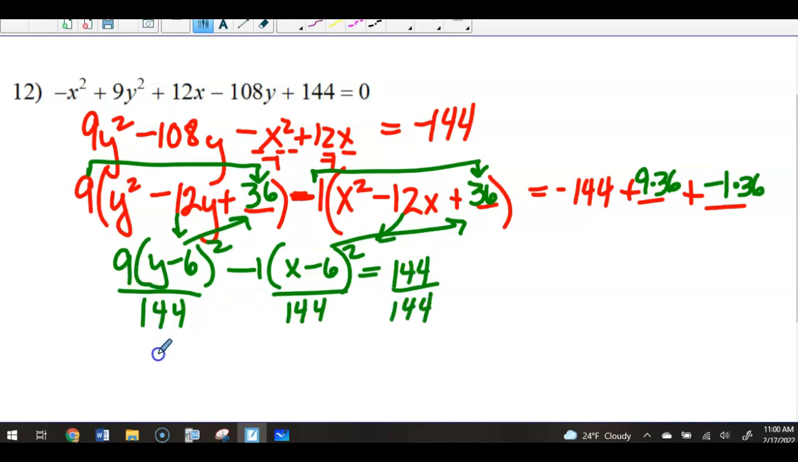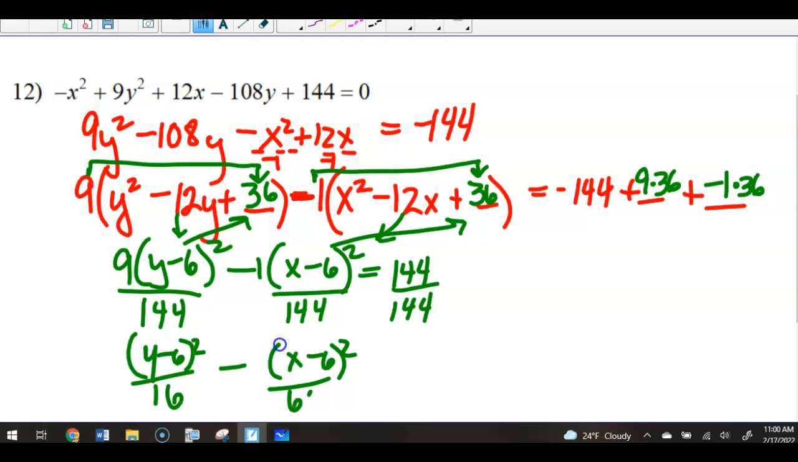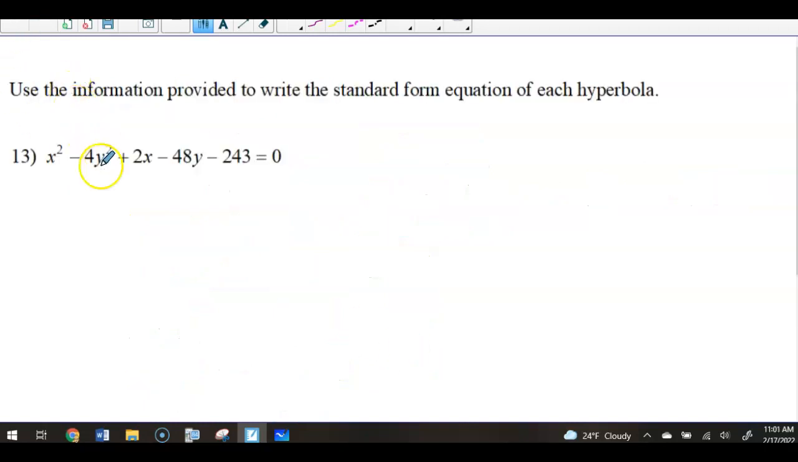And 9 goes in there. Yikes. 16 times. So we get y minus 6 squared over 16 minus x minus 6 squared over 64 equals 1. I'm sorry, over 144. I don't know where that came from. All right, so that was completing the square on that one.